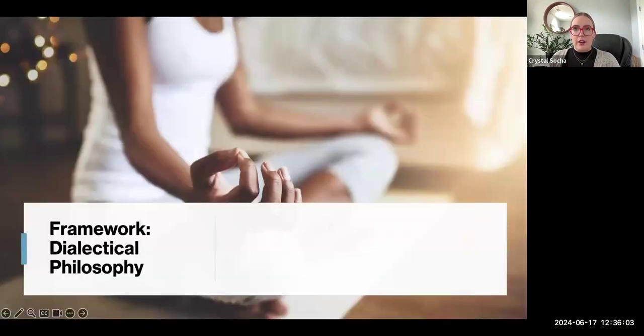Another piece of the framework with dialectical behavior therapy is this dialectical philosophy. So keep in mind those images that we looked at in the very beginning of this presentation. Is anyone familiar with dialectics? If not, no worries. So when I think about dialectics, again, being part of the framework or philosophy, Botania, exactly, two things can be true at the same time.